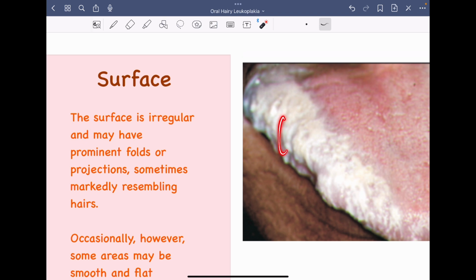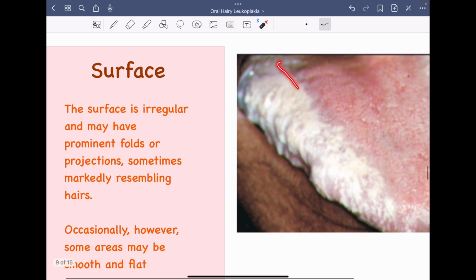So here you can appreciate prominent folds and projections are seen, and this lesion might resemble hair-like projections, right? Occasionally, in very few cases, that is in less than 2% of the cases, the lesion would appear smooth and flat, right? The lesions might appear very smooth and flat.